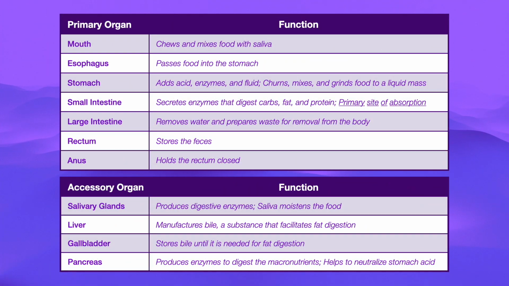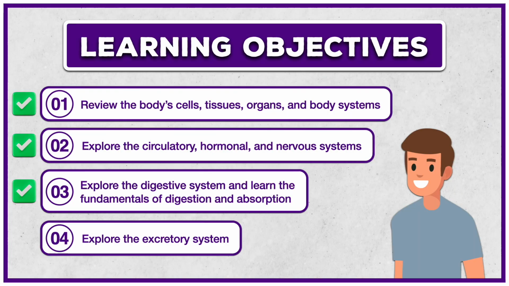I'll leave you with these charts highlighting the functions of the primary and accessory organs covered in this section. If you would like to take a screenshot, go ahead and do that now. That completes the third learning objective. Explore the digestive system and learn the fundamentals of digestion and absorption. Let's go ahead and knock out number 4.